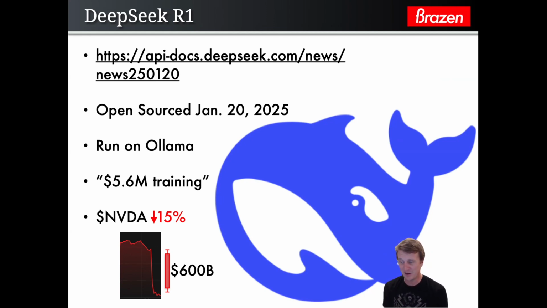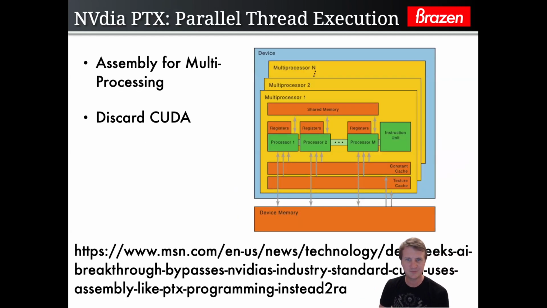But all the same, the market reacted, and in a single day, NVIDIA lost 15% of its market cap, which was $600 billion in valuation. Now, that was the 20th that it was open sourced, and I think that drop happened just 4 days later.